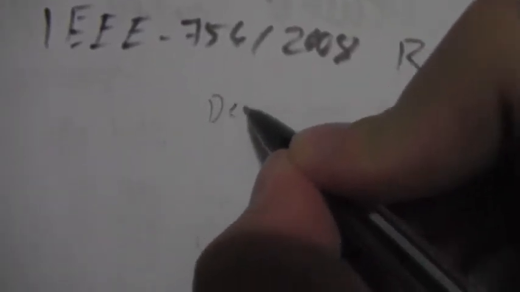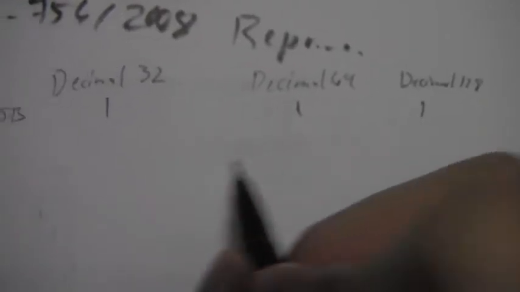Basically, there are three flavors of this. You have decimal 32, decimal 64, and decimal 128. It's 2 to the 5th, 2 to the 6th, 2 to the 7th. Now you have a sign bit, 0 if positive, 1 if negative. You have a combination bits.